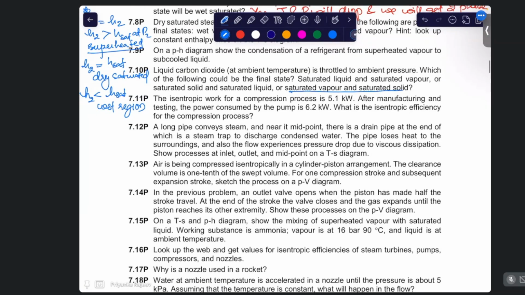Then, isentropic work for a compression process is 5.1 kilowatt. After manufacturing and testing, the power consumed by the pump is 6.2 kilowatt. What is the isentropic efficiency for the compression process? So isentropic efficiency is given by isentropic work by actual work. So that is equal to 5.1 by 6.2, almost like 80%. Okay, that is the efficiency.